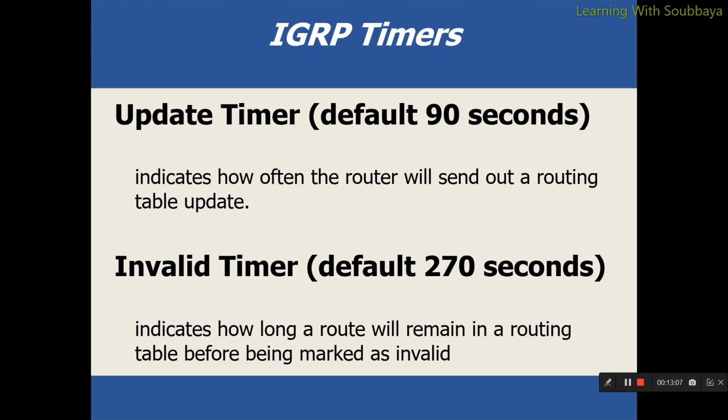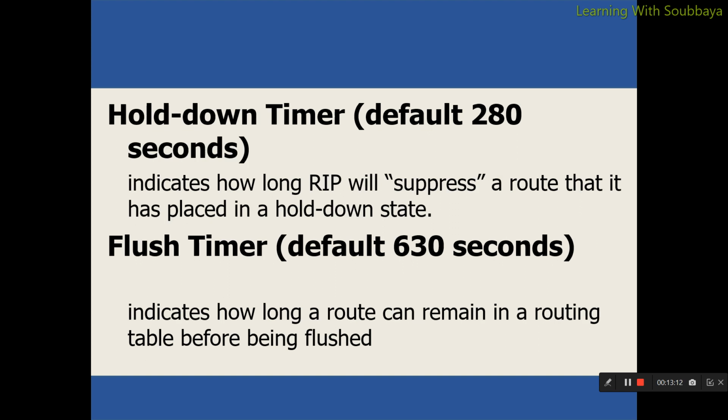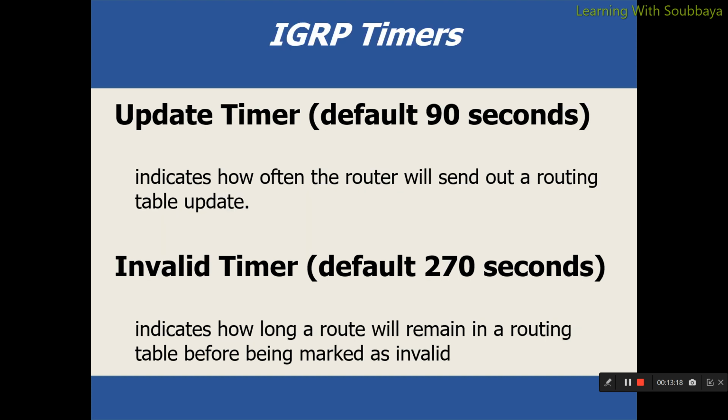That's the meaning here. There are four timers available. What are the timers here? Update timer, invalid timer, hold on timer, and flush timer. But one thing here, the timer values are different. Now the RIP protocol, how will the timers look? The update timer value comes under 30, right?